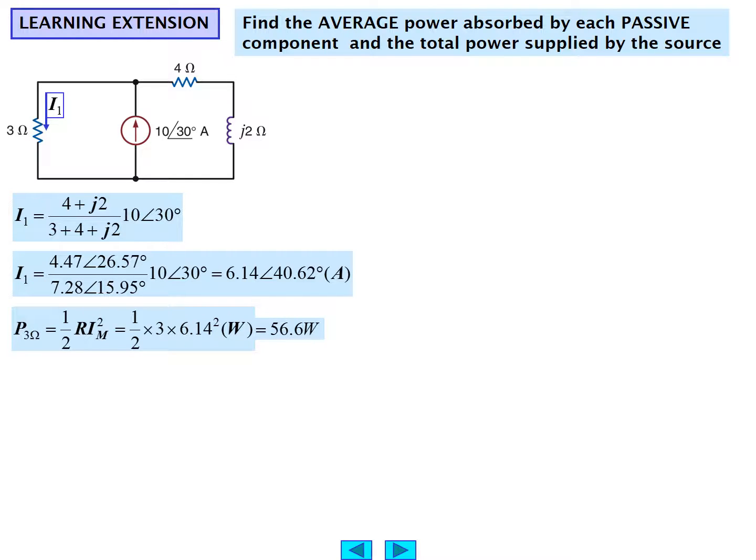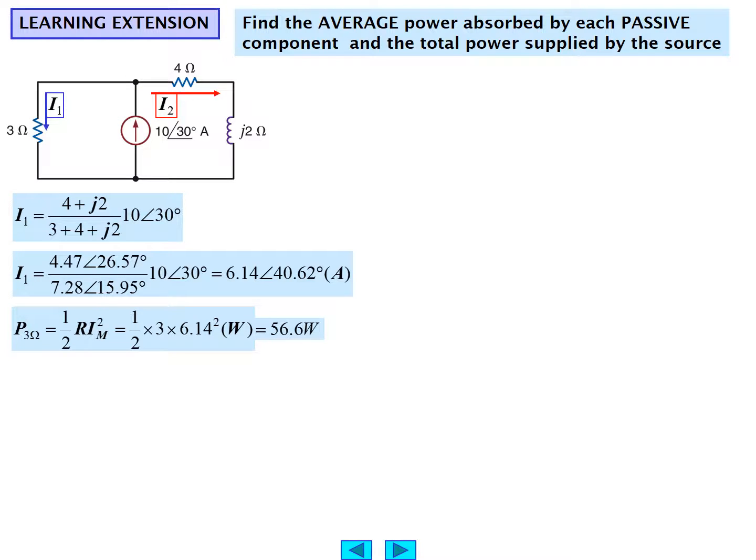The power in the 3 ohm resistor would be 1/2 R I sub m squared. In this case, it's the current I1. Substitution of those numbers gives an answer of 56.6 watts, for 1/2 R I1 squared, if you will.